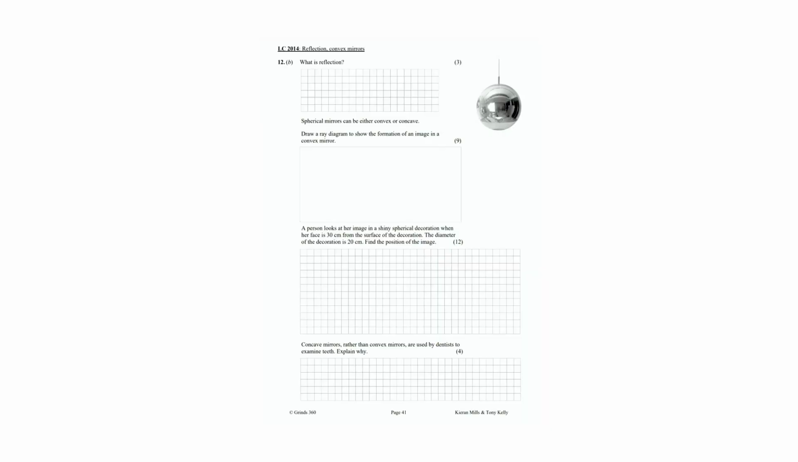So we're going to have a look at a Leaving Cert question from physics. It's Leaving Cert 2014, and it's 12 Part B. It should take you about 10 minutes to do this question.